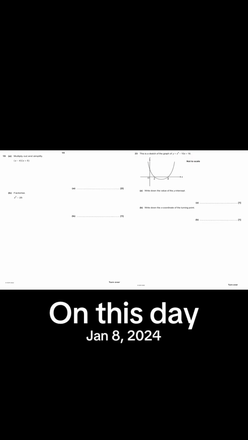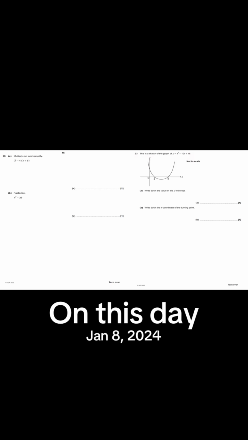Okay, guys, looking at some OCR June 2022, paper 1 foundation tier or paper 3 foundation tier. Looking at some expanding double brackets, factorizing difference of two squares, and looking at some intercepts of a quadratic graph. Okay, question number 19a. Multiply out and simplify this double bracket.